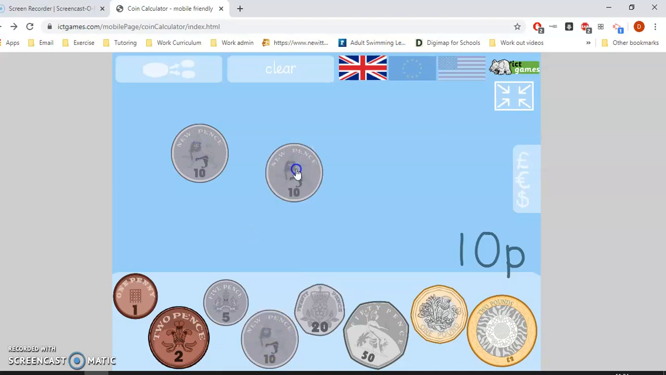And double 10p. So we've got two lots of the same thing. Two lots of the same amount. Two lots of 10p would be 20p.